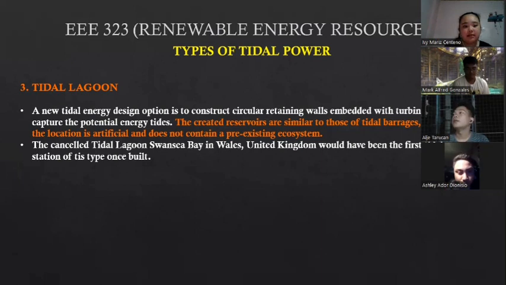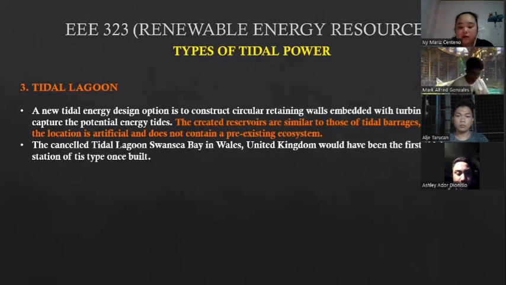A new tidal energy design option is to construct circulating retaining walls embedded with turbines that can capture the potential energy of tides. The created reservoirs are similar to those of tidal barrages, except that the location is artificial and does not contain a pre-existing ecosystem. A cancelled tidal lagoon at Swansea Bay in Wales, United Kingdom would have been the first tidal power station of this type once built. So yung tidal lagoon po ay medyo similar po siya sa tidal barrage.